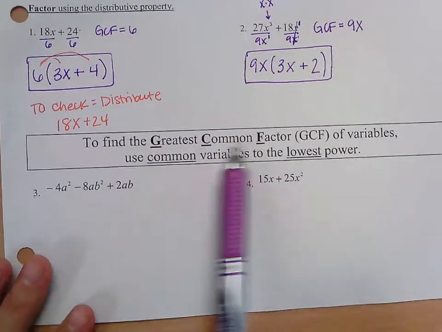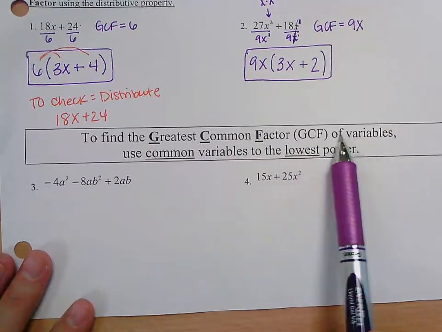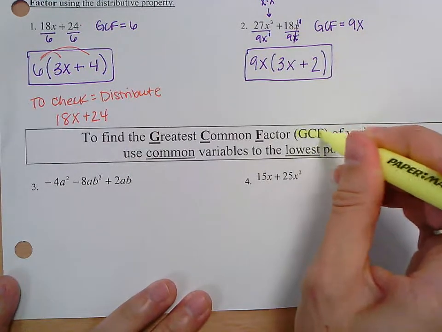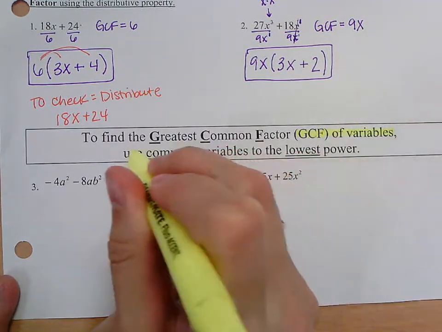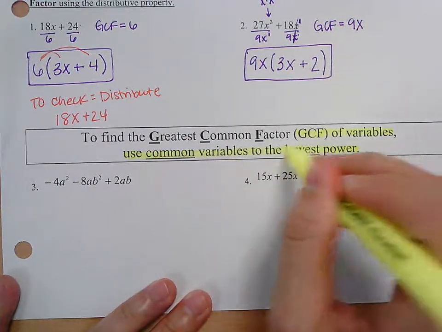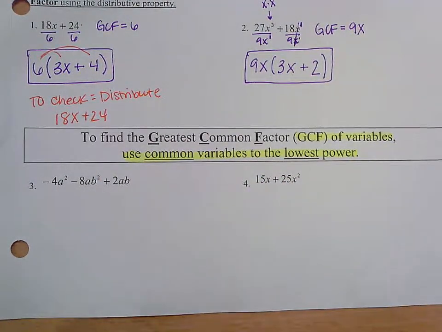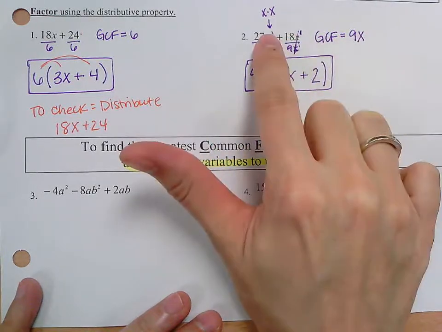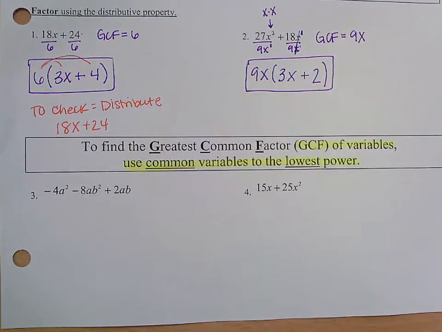Okay, so here's what I just talked about. To find the greatest common factor, or GCF, of variables, you use the common variables to the lowest power. So in that example we just did, our common variable was x, the lowest power was 1. So we took out an x to the first.